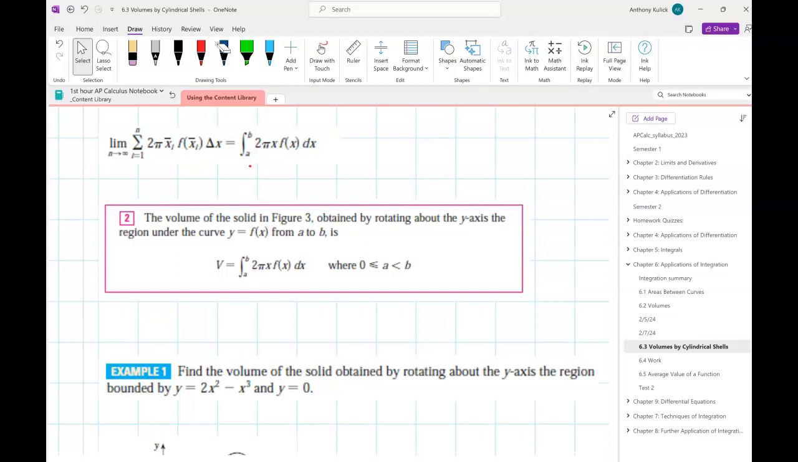So let's work through some examples here to get the feel for this setup-wise, right?